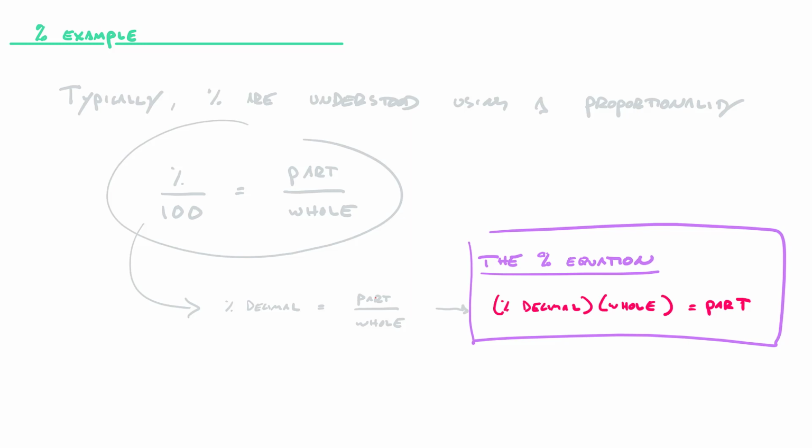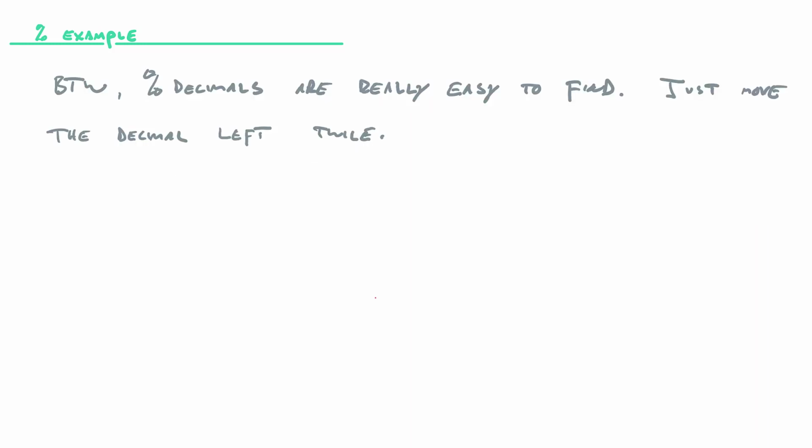Okay, so everything that I just explained basically leads to this. This is the form of percent type problems. This is what you need to know. So for the first example, oh, and by the way, I forgot about this. Percent decimals are really easy to find. You just move your decimal point to the left twice.